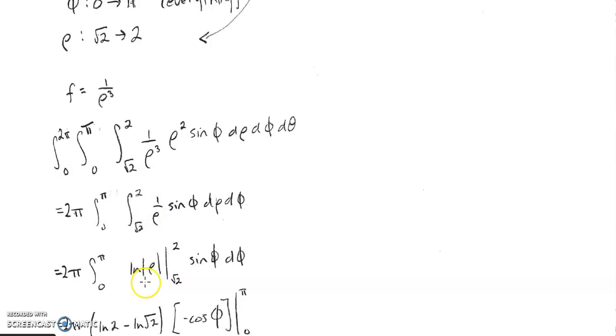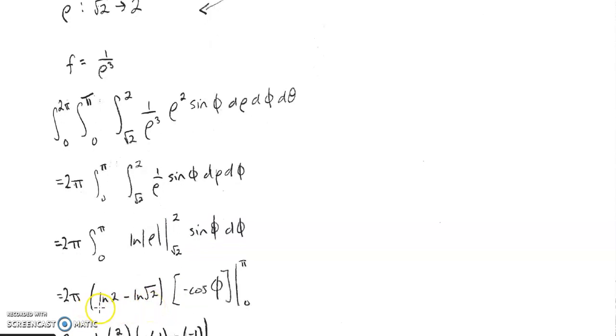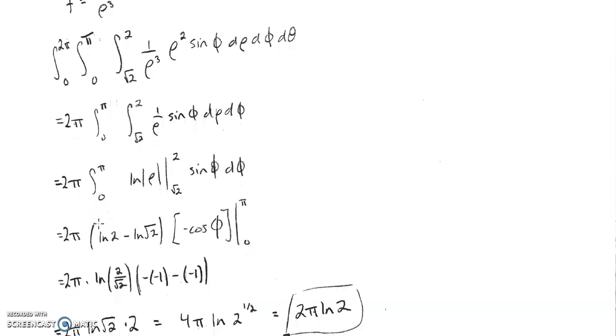So this gives me ln rho, evaluated from √2 to 2, which gives me ln of 2 minus ln of √2. And then the next thing I did was I integrated this sine phi. That gave me a negative cosine phi. And it got evaluated between these two bounds right here. And then maybe some of you got to something like this with a 2, right? But I looked at that and, I'm a math teacher.